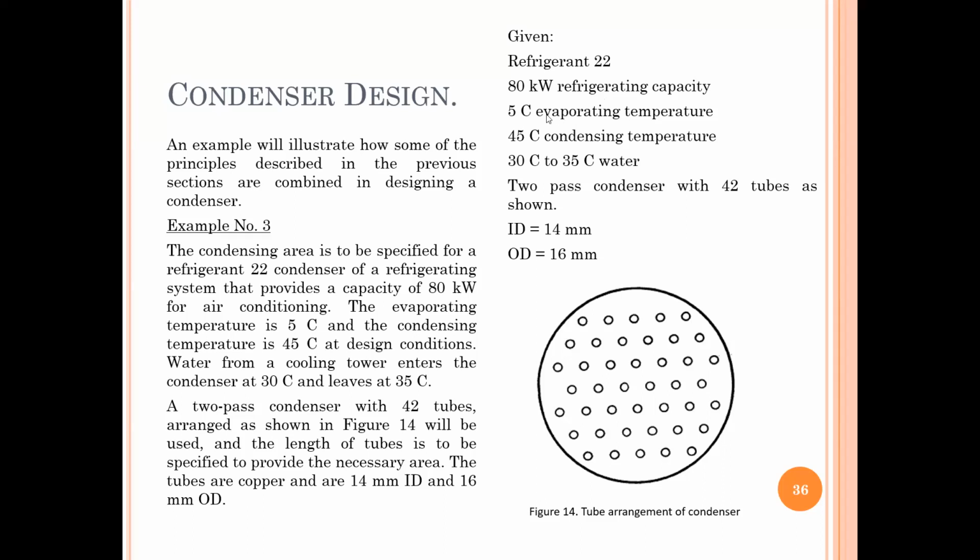So given refrigerant 22, 80 kilowatt refrigerating capacity, 5C evaporating temperature, 45C condensing temperature, 30C to 35C water. Two-pass condenser with 42 tubes as shown. So this is a two-pass.